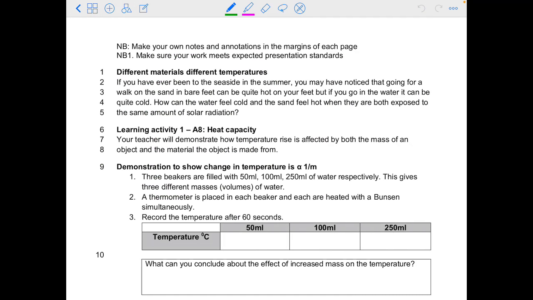So today, as I said, we're looking at specific heat capacity, and it refers to how different materials need different temperatures. So if you have ever been to the seaside in the summertime, the sand, you might notice, can be a lot hotter than the water. All right? You might think they should be at the same temperature as the air, but remember that the heat is coming from the sun, and different objects need different amounts of heat to heat up all the way.